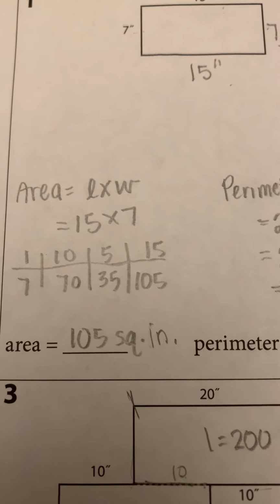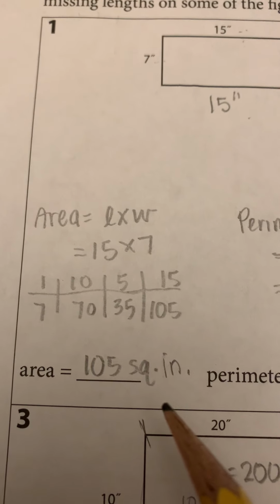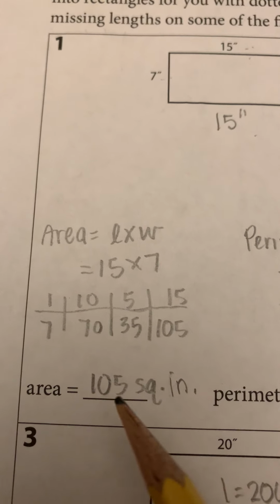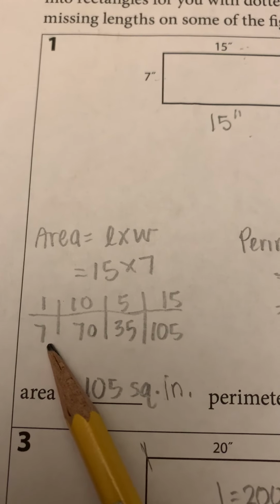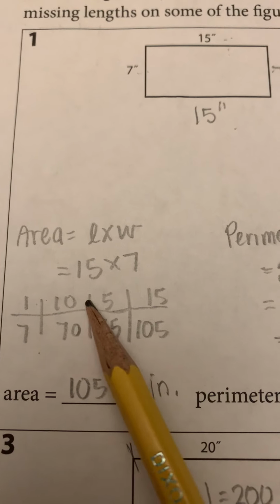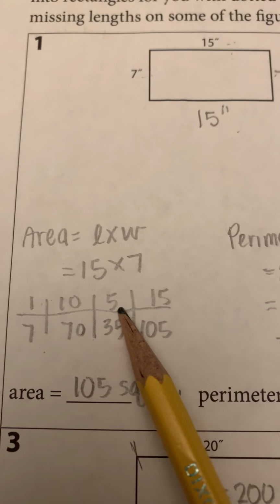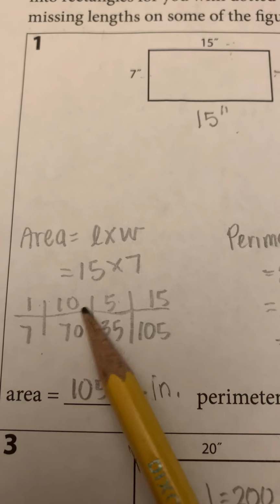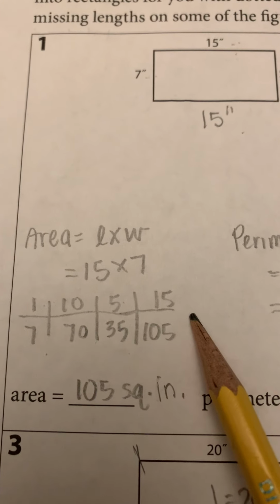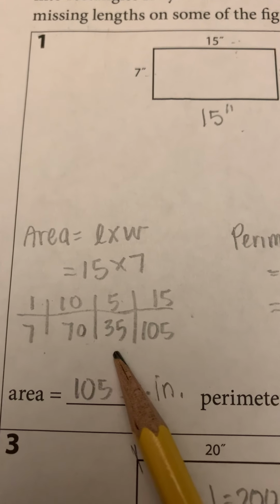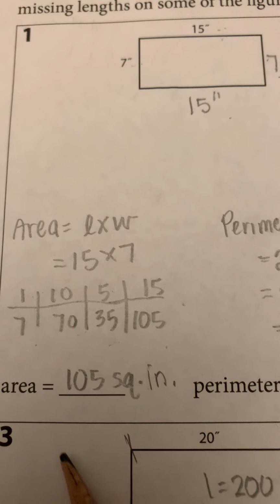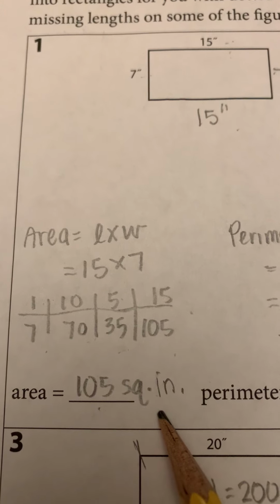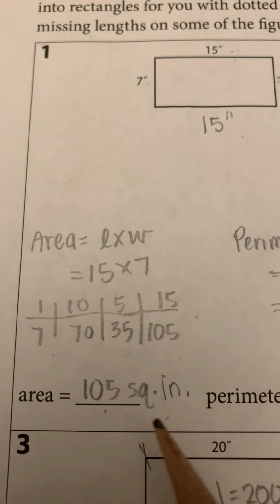When I figure out area for this, I'm doing length times width. So I am doing 15 times 7 or 7 times 15. I decided to count by sevens. 1 seven, 10 sevens. Then I did half to do the 5 sevens. And then once I had that, I realized I had 10 sets plus 5 sets gave me 15 sets. So I added the 70 and the 35 to get 105. So my area is 105, special label, square inches, because I'm counting all the little boxes in that space.